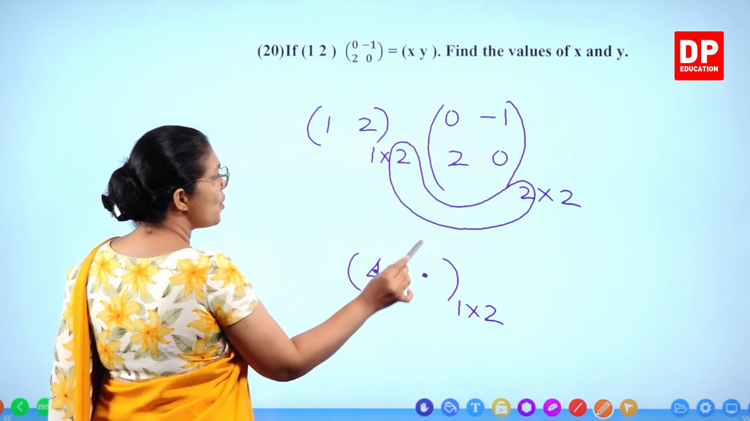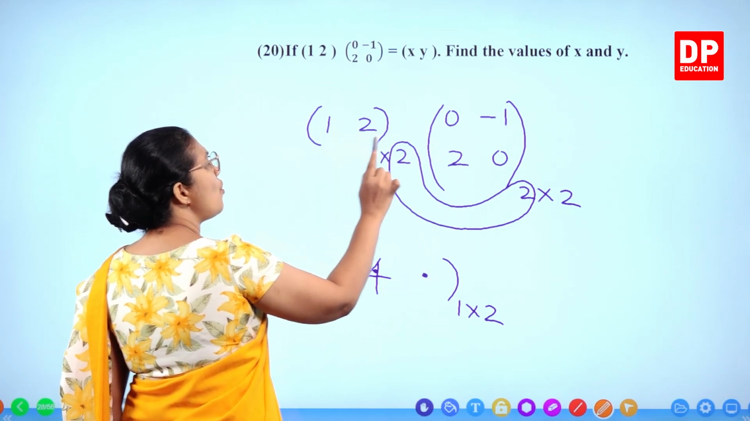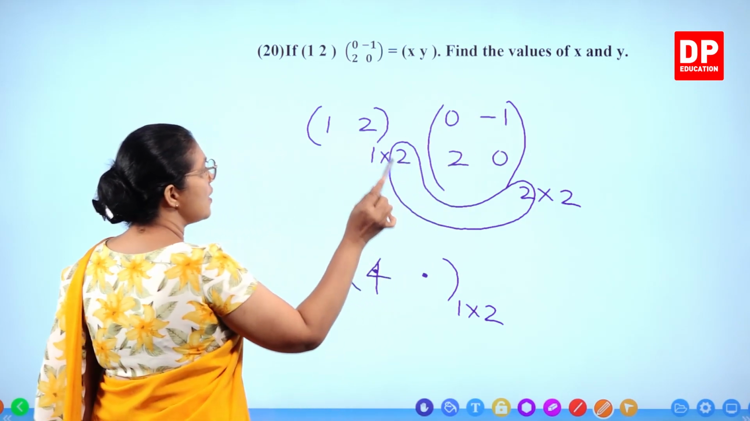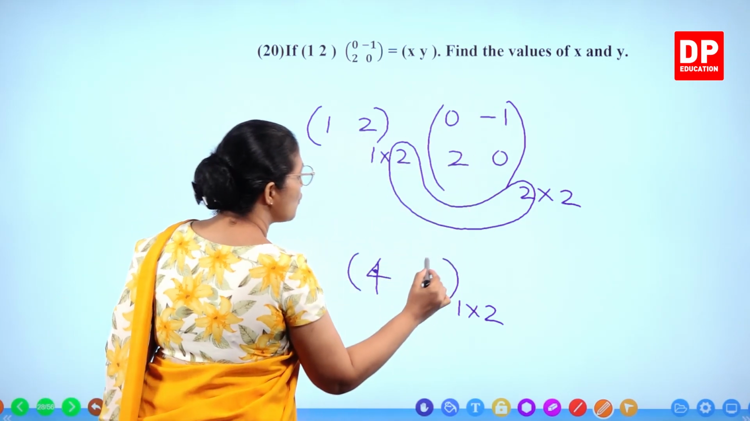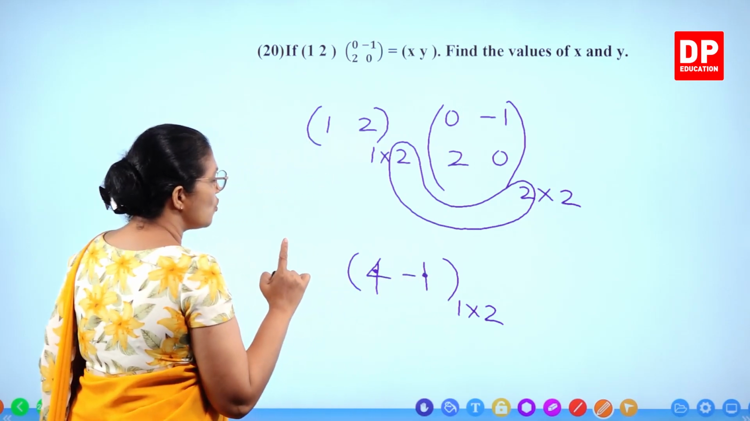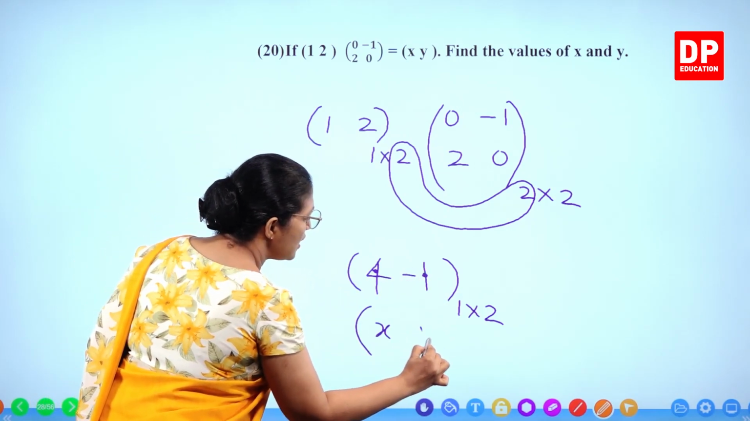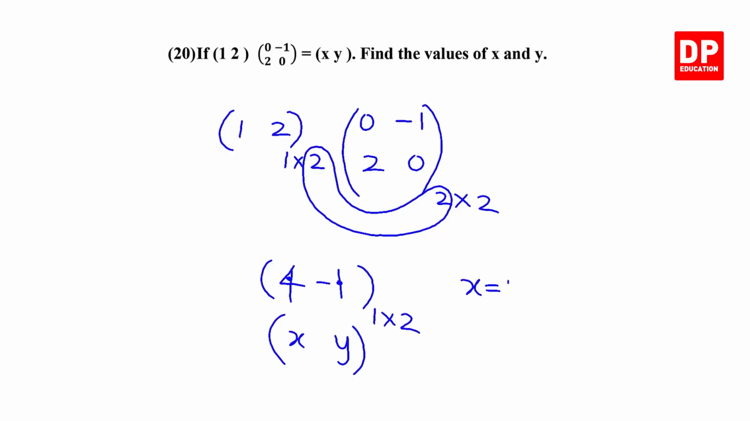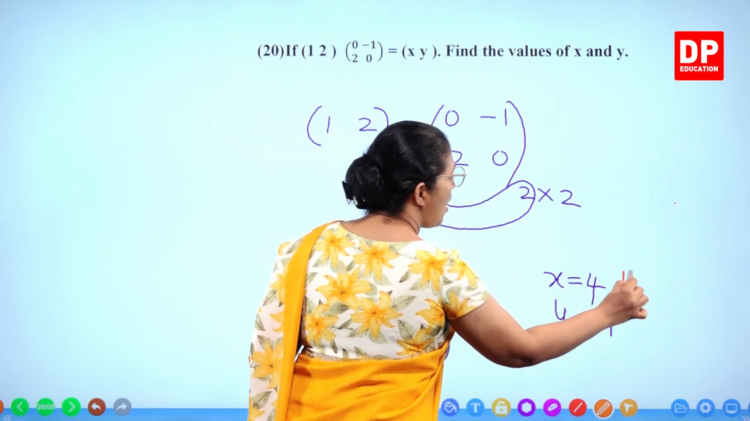This one is first row, second column. You take the first row and the second column. 1 with minus 1, that's minus 1. 2 with 0, 0. So you get minus 1. So according to the matrix, x equals 4 and y equals -1. So you are getting 1 mark each.